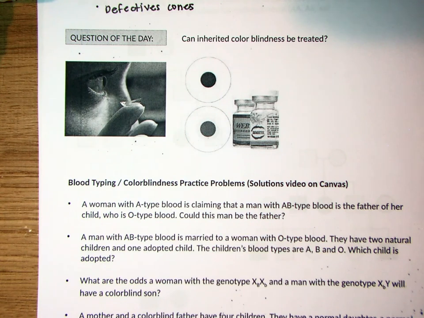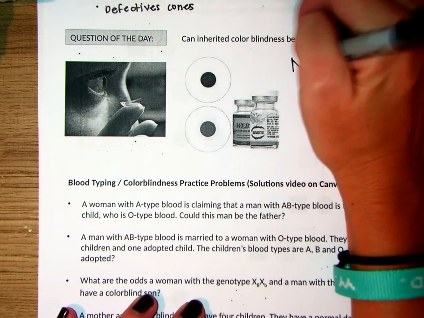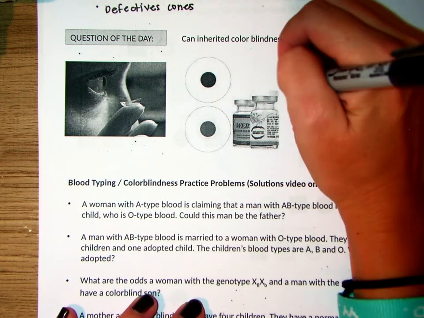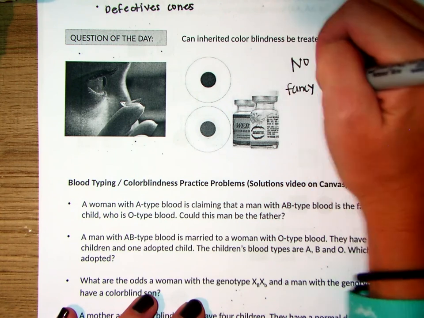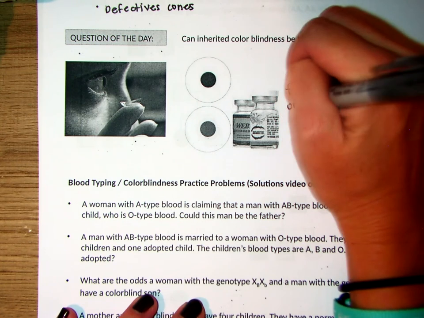Sometimes cones are defective and overlap, and these glasses and contacts help lessen that overlap. And if colorblindness was acquired later in life, they can also help, but usually they try to treat the underlying cause first. So in short, can inherited colorblindness be treated? No. But you can get some fancy glasses or contacts to help distinguish colors.